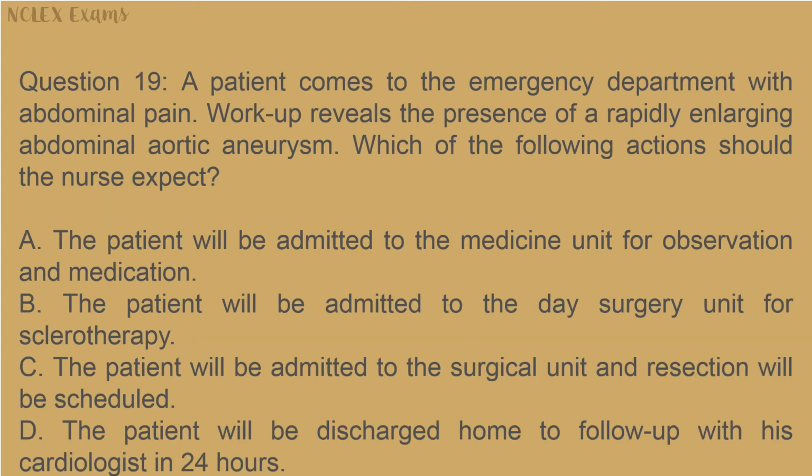Question 19. A patient comes to the emergency department with abdominal pain. Workup reveals the presence of a rapidly enlarging abdominal aortic aneurysm. Which of the following actions should the nurse expect? A. The patient will be admitted to the medicine unit for observation and medication. B. The patient will be admitted to the day surgery unit for sclerotherapy. C. The patient will be admitted to the surgical unit and resection will be scheduled. D. The patient will be discharged home to follow up with his cardiologist in 24 hours.